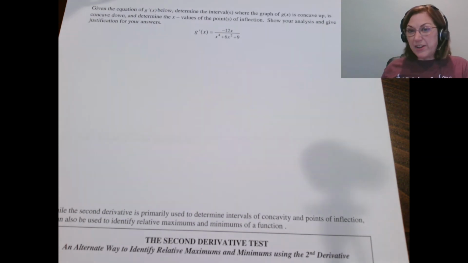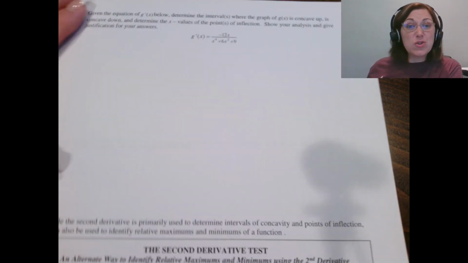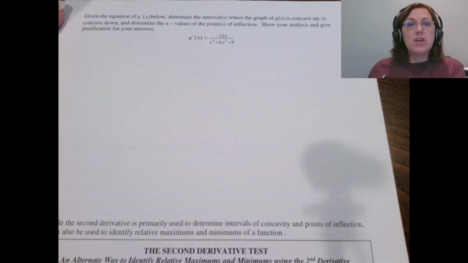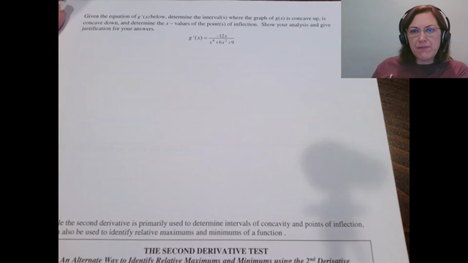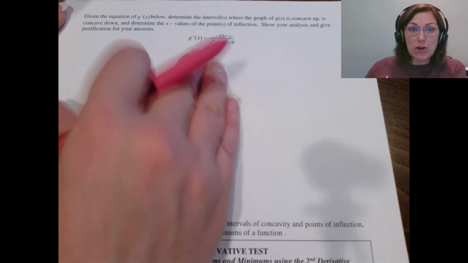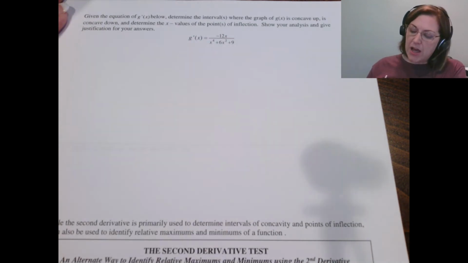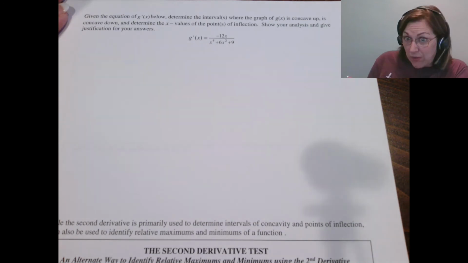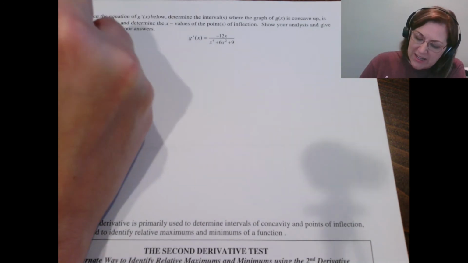So let's take a look at this function. Actually, it's the derivative we're looking at. So we want to tell information about concavity, so concave up and concave down, as well as point of inflection, but we're starting with the derivative. So let's take the derivative of the derivative, which would be our second derivative.